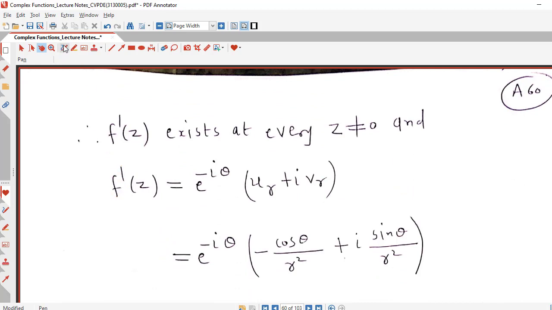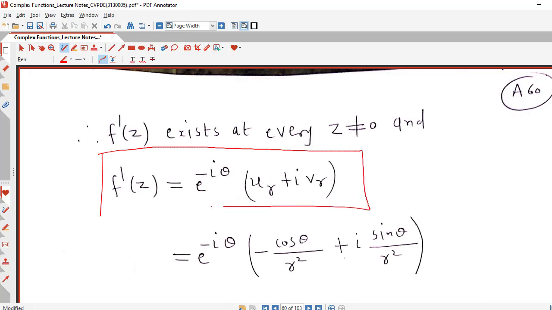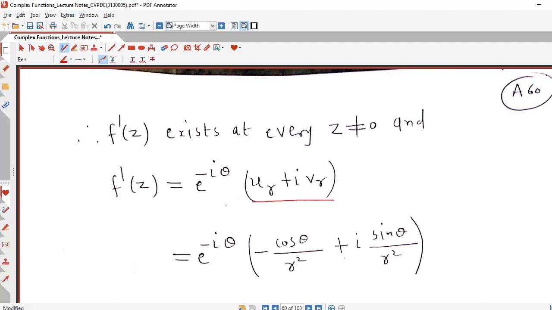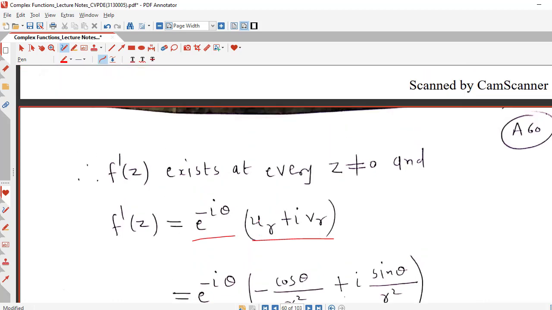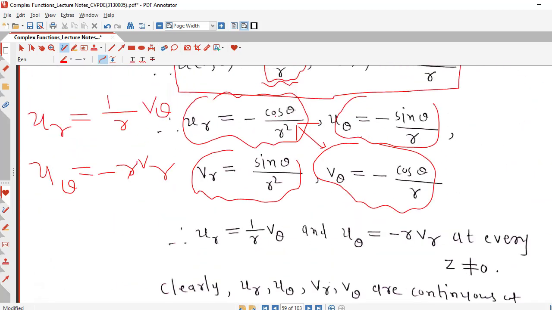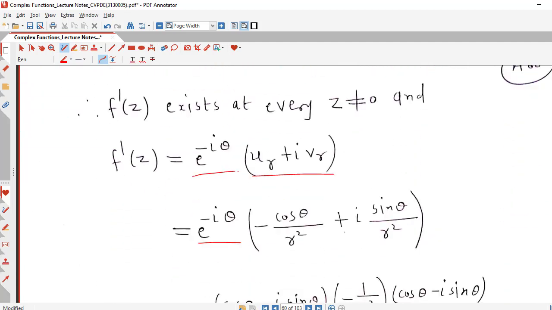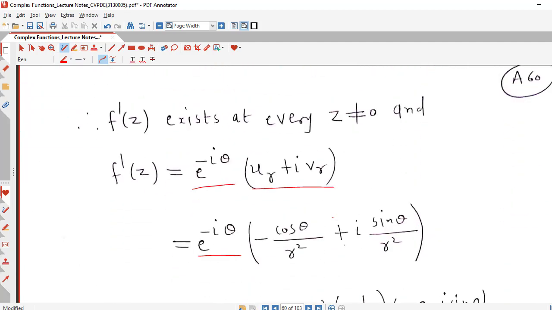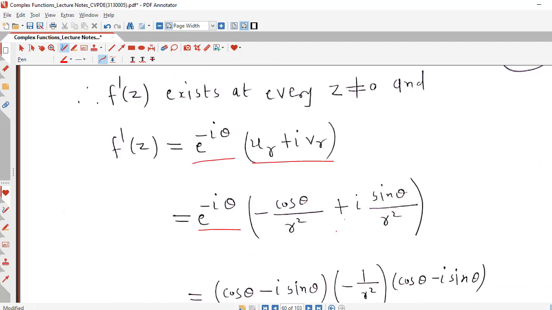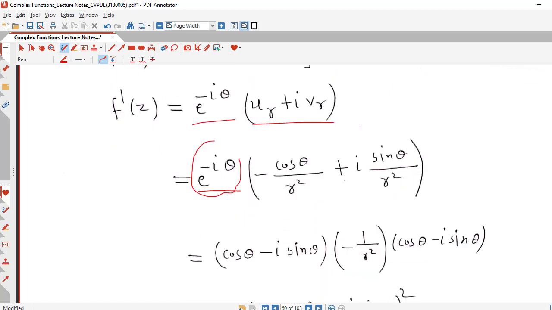So remember this formula we just discussed. The derivative in terms of polar coordinates is e raised to minus i theta into del u by del r plus i into del v by del r. So first we keep this as it is. Del u by del r is minus cos theta upon r square and del v by del r is sin theta upon r square. So in the next step we can take minus 1 by r square outside and we replace e raised to minus i theta by cos theta minus i sin theta.